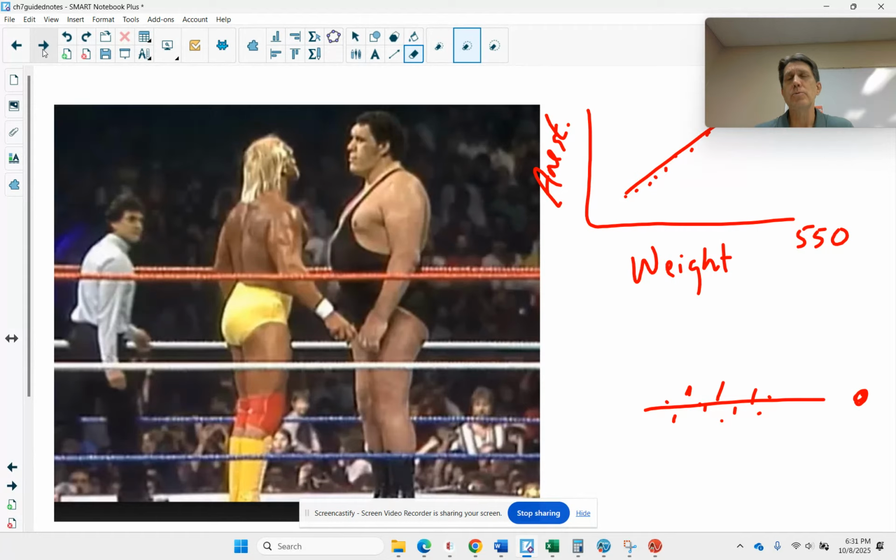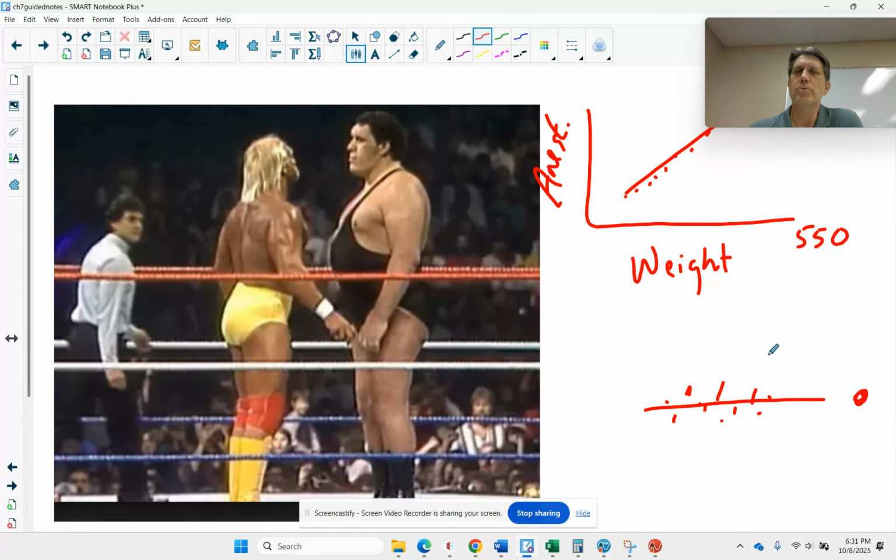Okay, now why is a residual plot a good model? There was a guy years ago, his name was Andre the Giant. He was a professional wrestler. If you've never heard about him, Andre the Giant had gigantism. He kept growing his whole life. Okay, so Andre the Giant, here's the thing.